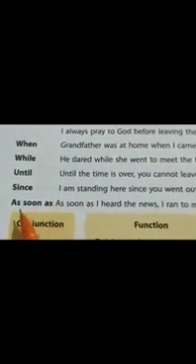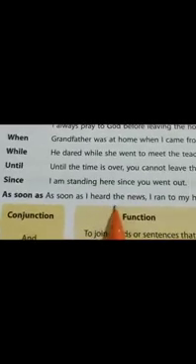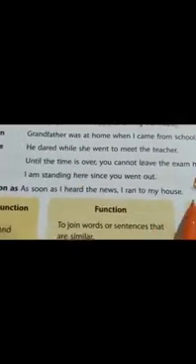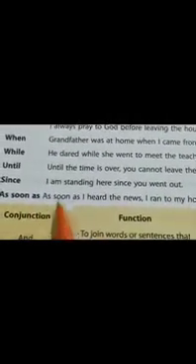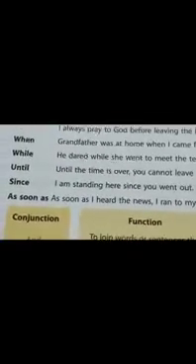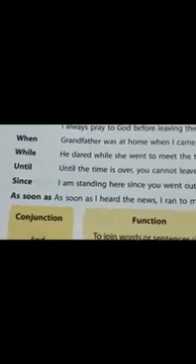I'm sorry. As soon as I heard the news, I ran to my house. So, when I heard the news, immediately I ran to my house. So, like this, these are used.